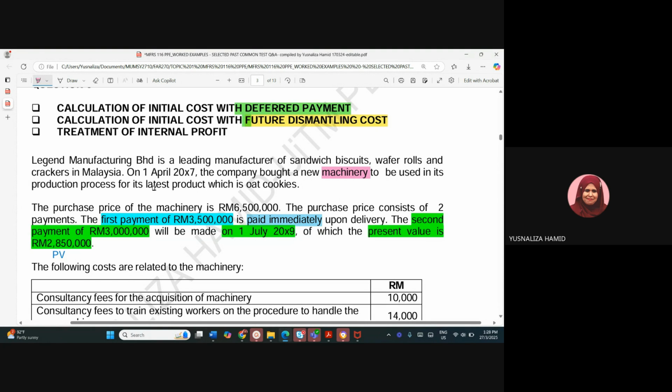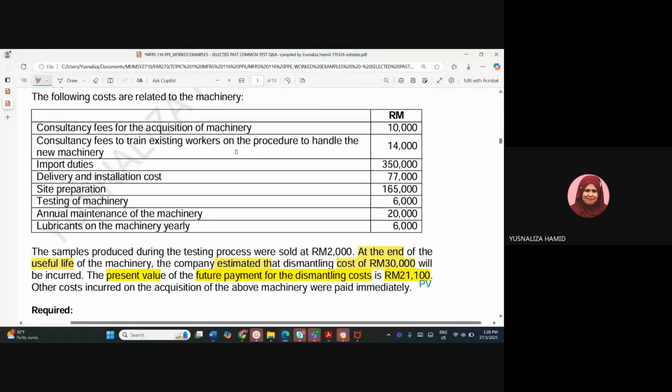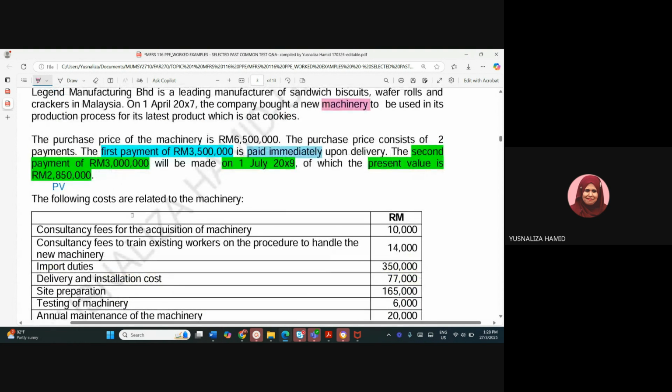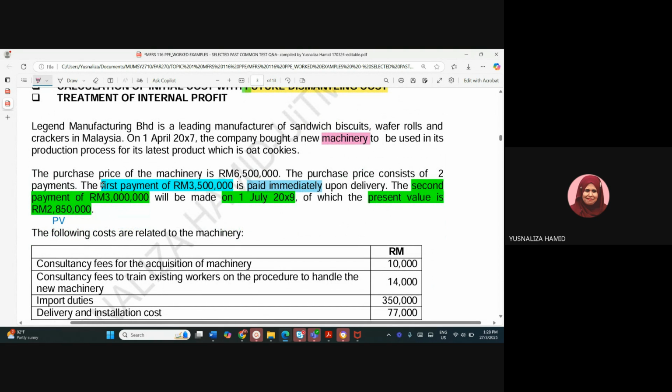Oat cookies. So this machine is a PPE because it is held for use in production, and is expected to be used for how many years? We have to check the estimated useful life. How many years? No information is given. Never mind if there is no information. That is the case. So that is a PPE. So here I want you to look at the amount, the information in the second paragraph. Purchase price of the machine is 6.5 million. The purchase price consists of two payments. So you do not pay them immediately.